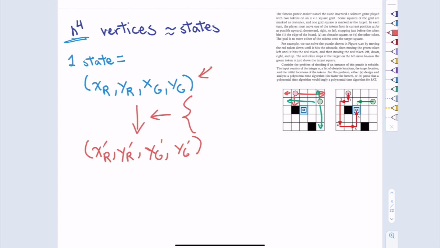Okay, I guess the only other thing I should probably mention is that maybe you would make a super sink, because there's many possible ways to win the game. Any state with at least one token on the target square counts as winning. So I'll make an edge from all of those winning states to the super sink.